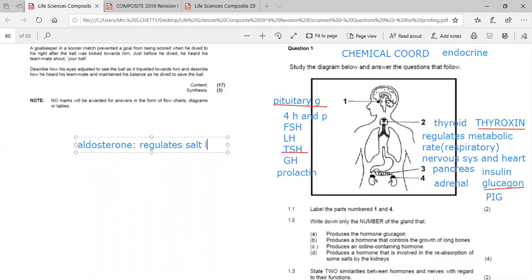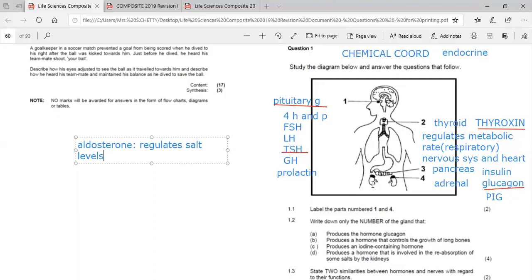Regulates salt levels. Now, how is it able to do that? Of course, the organ that is involved in controlling salt levels is your kidney. So that means that aldosterone's target is the kidney. Its target organ is the kidney, because that's where its action is. And in the kidney, there are tubules of the kidney.